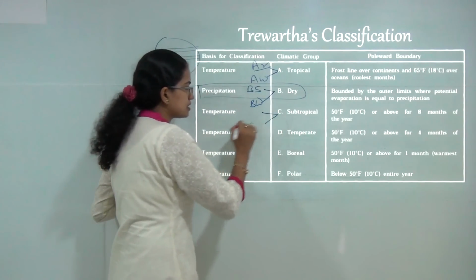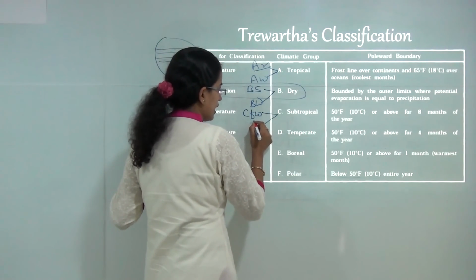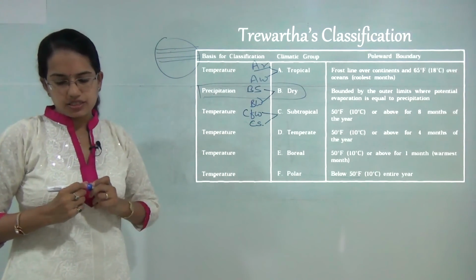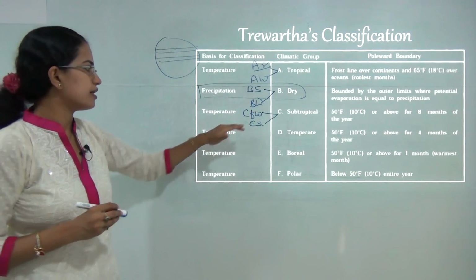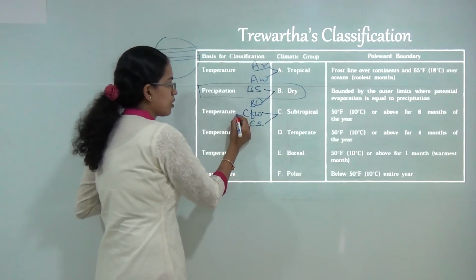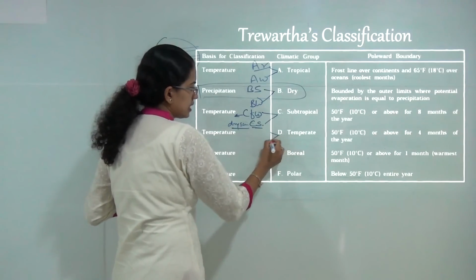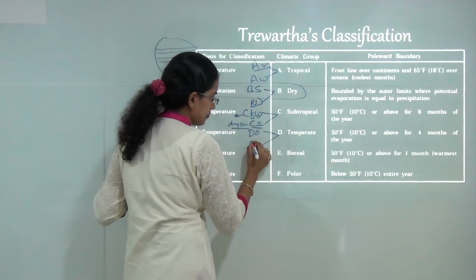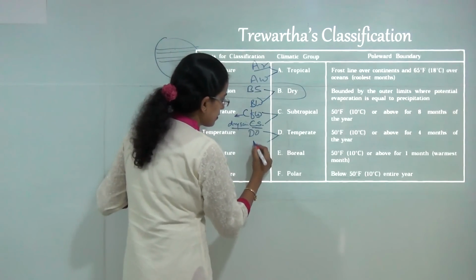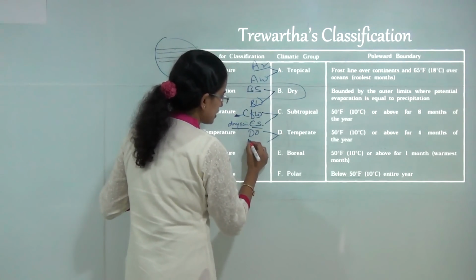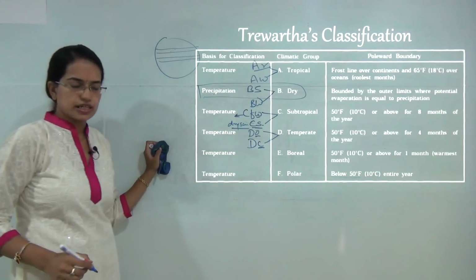Under C, he classified it into two, and his main classification was Cfa and Cs. Now Cs is the subtropical dry summer and Cf is the subtropical humid. Okay, so this is the subtropical humid with dry winters, and this is dry summer. D he classified into two, that is Do and Dc. Do and Dm are one and the same. So you have Do, that is temperate oceanic, and then you have temperate continental climate.